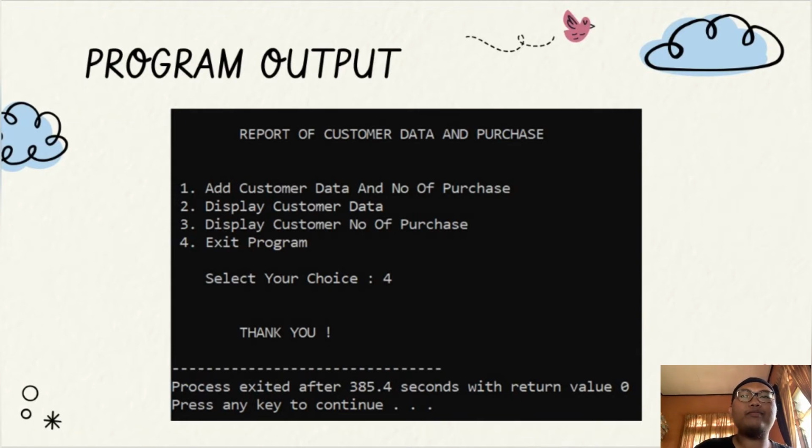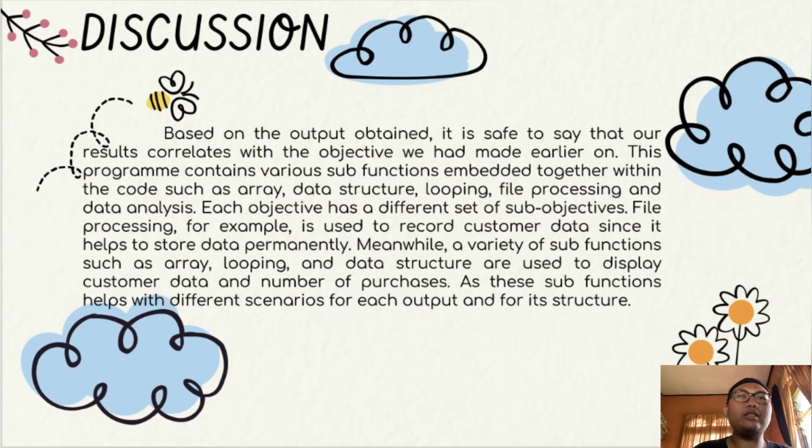If we choose number 4 from the main menu, which is exit program, it will display thank you because we want to exit the program. So the discussion of this assignment, based on the output obtained, it is safe to say that our result correlates with the objective we had met earlier on. This program contains various sub-functions embedded together within the code, such as array, data structure, looping, file processing, and data analysis. Each objective has a different set of sub-objectives.